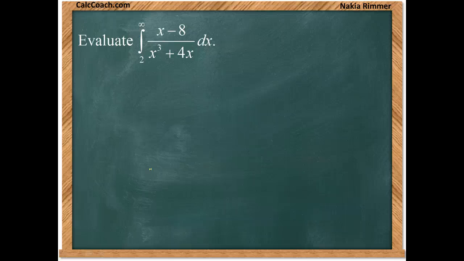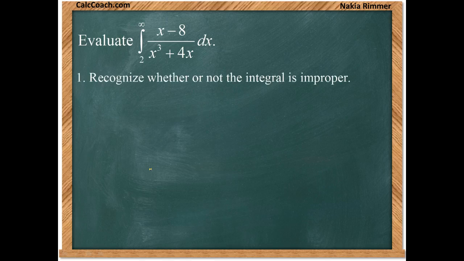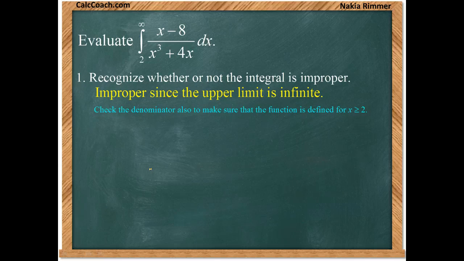Evaluate the integral from 2 to infinity of (x minus 8) divided by (x cubed plus 4x). So this one is pretty straightforward. It's going to be improper because of this upper limit being infinite. What we do to deal with that is we allow some variable to approach infinity.